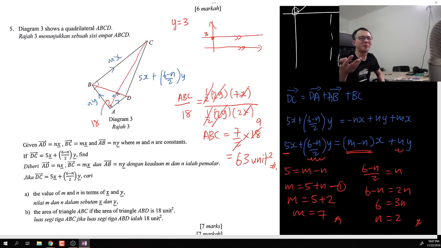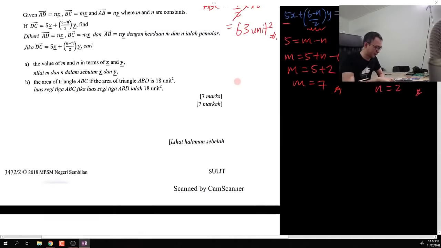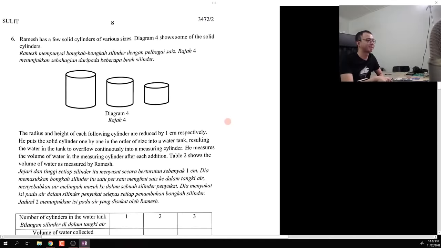If you came across the perpendicular vector, maybe you can show me the question you just sent to my Facebook page. I'll check it out for you. I'm not going to discuss perpendicular vector here. Alright, so if no problem, we're going to move on to number 6.